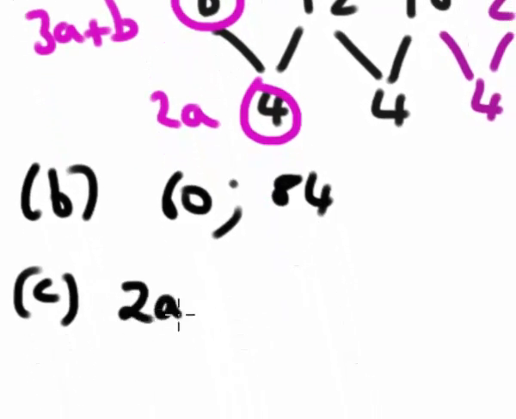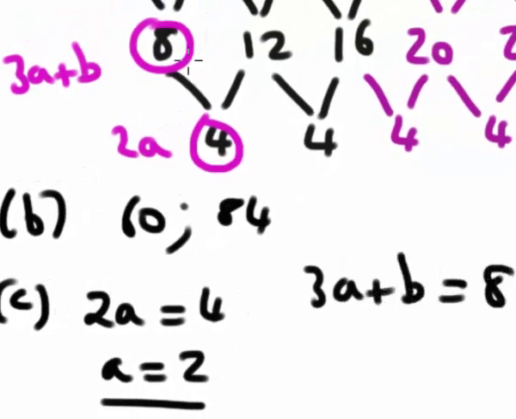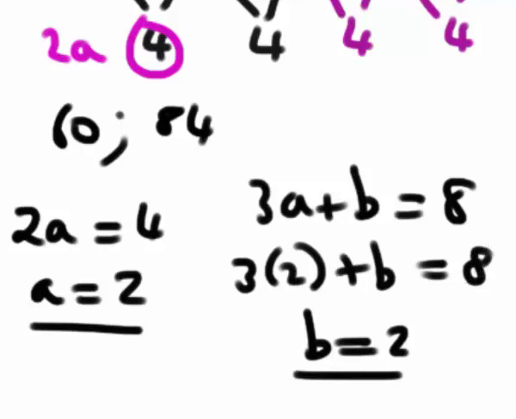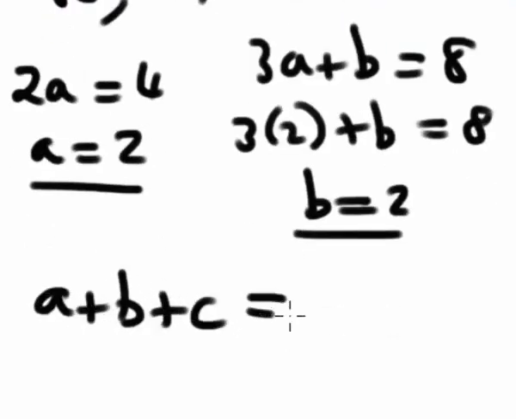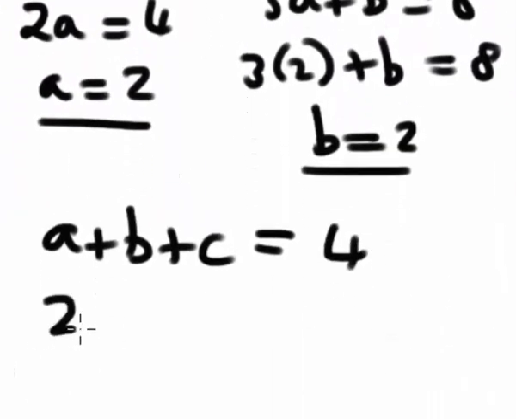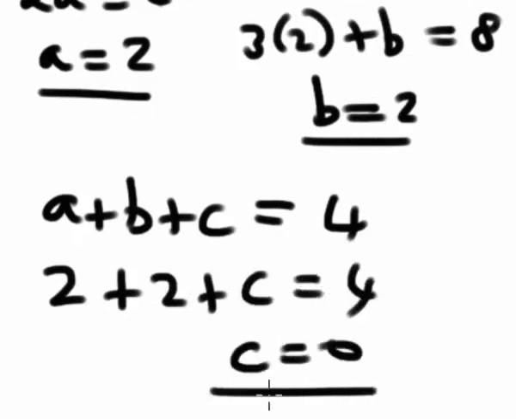Then we've got 2a is equal to 4, so a is 2. Then we've got 3a plus b is equal to 8 there, but we know what a is. There we go. So 3a is 6. Bring it across, 8 minus 6 is of course 2, so b is 2. And then we've got a plus b plus c is equal to 4, which is the first term there. A is 2, b is 2, so c would be 0. Okay, 2 plus 2 is 4, bring it across, 0.